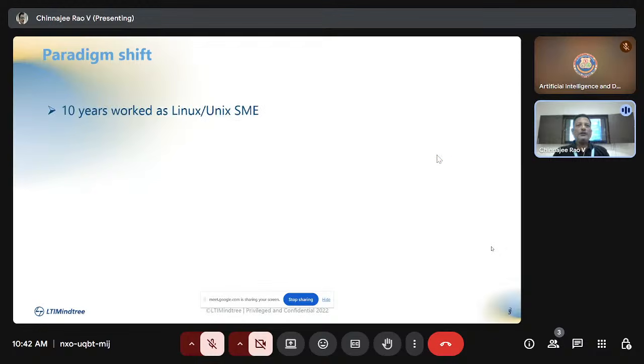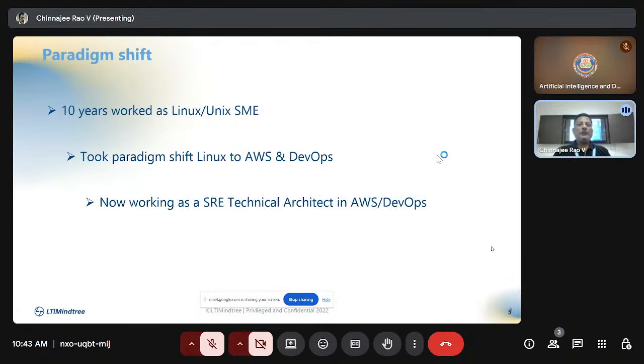So let me give you a brief. I have 10 years of experience with Linux and Unix as an SME. After 10 years, I took a paradigm shift from Linux to AWS and DevOps. At that time AWS and DevOps was the heart. I'm planning to take one more paradigm shift from AWS DevOps to AI and DA. Currently I'm working as an SRE. SRE is nothing but Site Reliability Engineering, as a Technical Architect in the AWS and DevOps field.